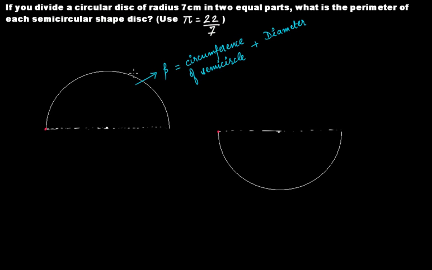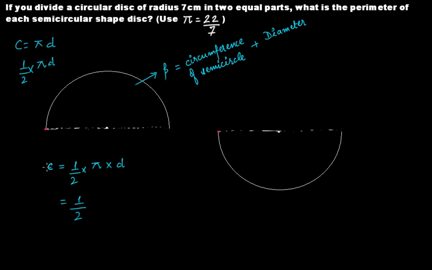So the outer surface will be the circumference of the semicircle and this diameter. So circumference of the semicircle will be what? Let's denote the circumference as small c. So this will be half times pi times d. If we are using circumference as a formula, c is equal to pi times d for the circle. So for the semicircle it will be half times pi times d, and that's what we have written here.